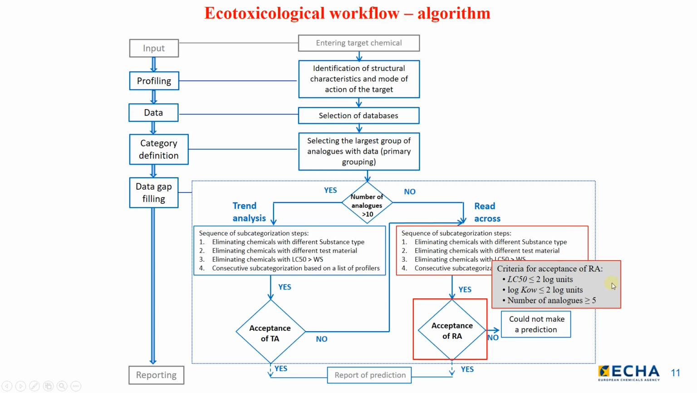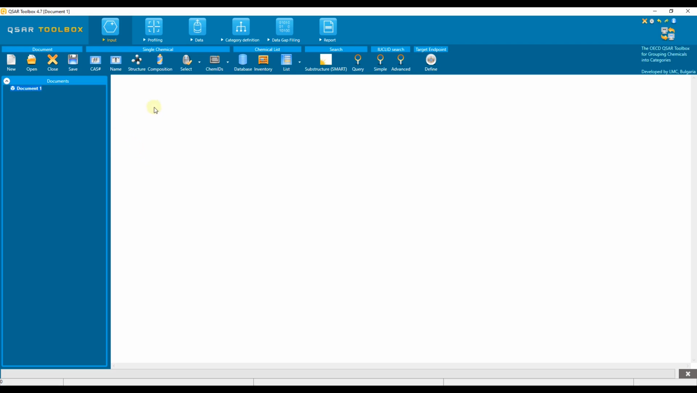Finally, the read-across prediction is checked for acceptability based on three criteria: variation of LC50 and log Kow of the nearest analogs must be less than 2 log units and the number of analogs must be higher than 5. If the criteria are not met, the target chemical is not predicted. Now let's start with the example.